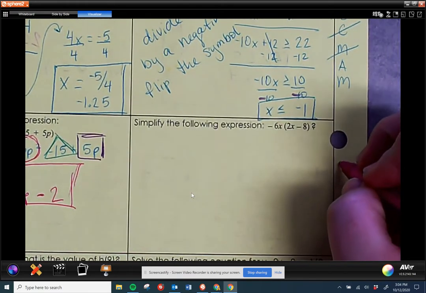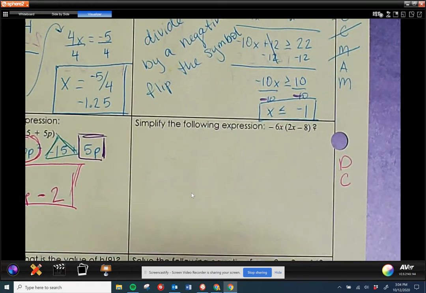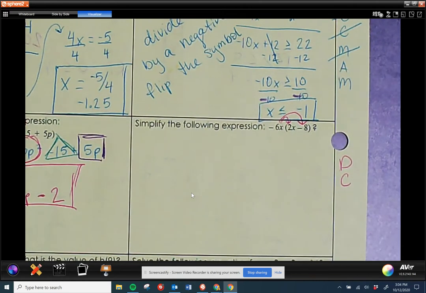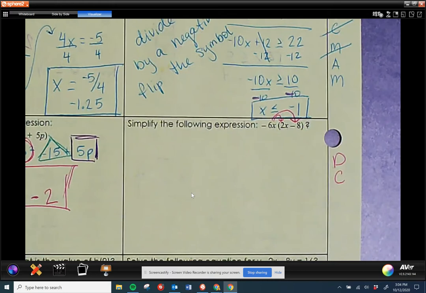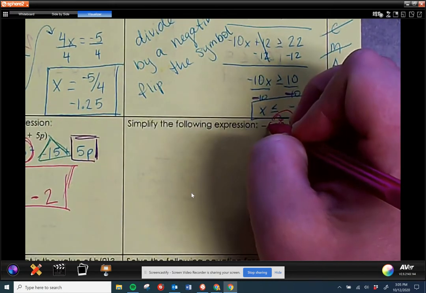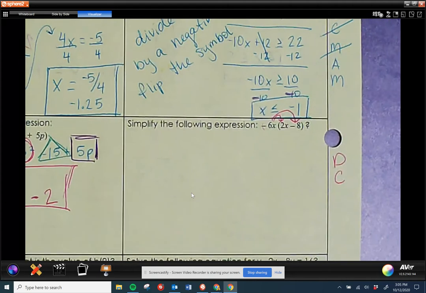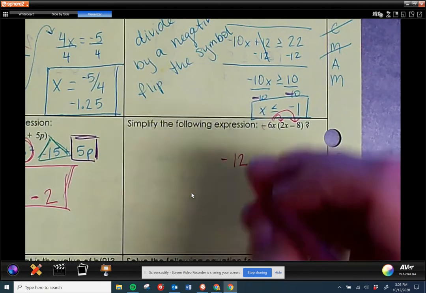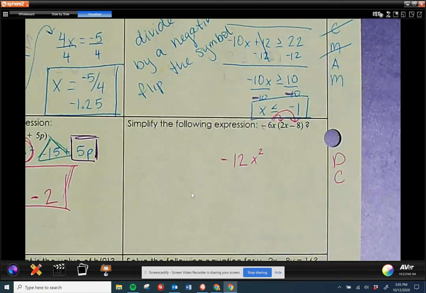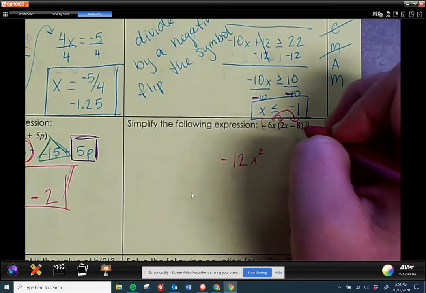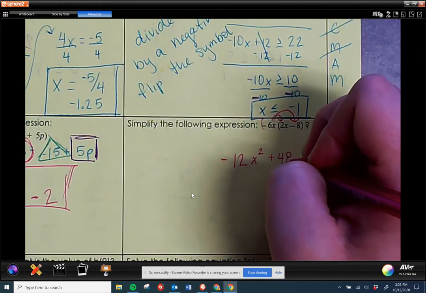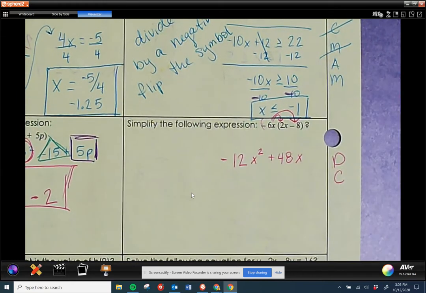Next, it says simplify the following expression. Same thing. We have to distribute and then combine like terms. We do have to distribute here. We're going to have to distribute that negative 6x times 2x, and we just have to break it into two parts. We have negative 6 times 2, which is negative 12, and then we have our x times x, which is x squared. Then we have our negative 6 times negative 8, which is going to be positive 48. And then we have our x at the back that we're going to add on to that.